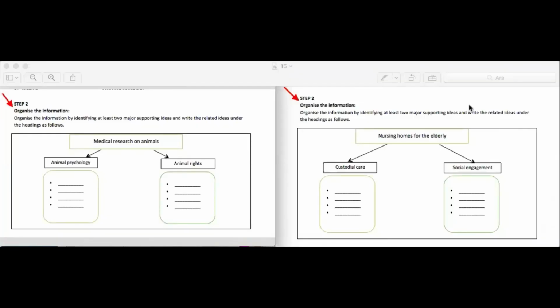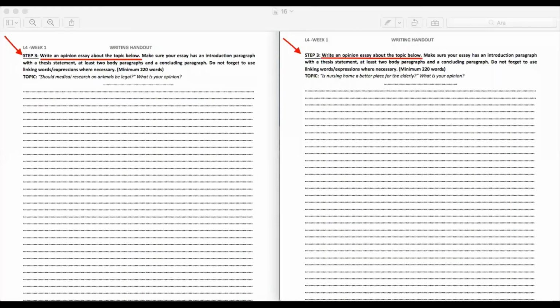Then, in the second step, you should organize your ideas by identifying at least two major supporting ideas as it is shown in the examples. Then think about how you can support them and write the related ideas under the headings. This will be like an outline of your essay. And finally, in the last step, you're supposed to write an opinion essay about these topics and send them to your class instructors via email.